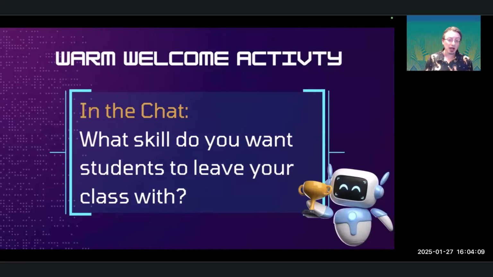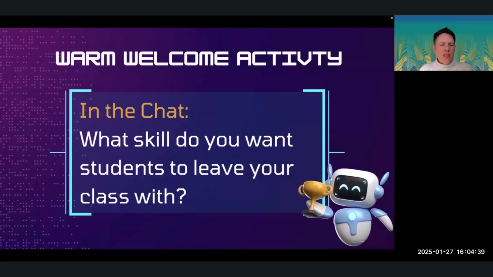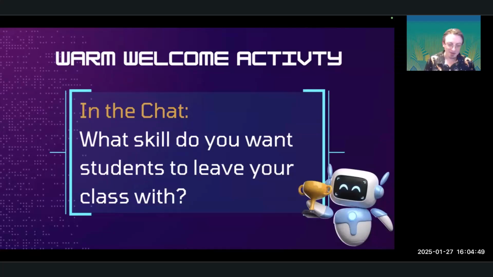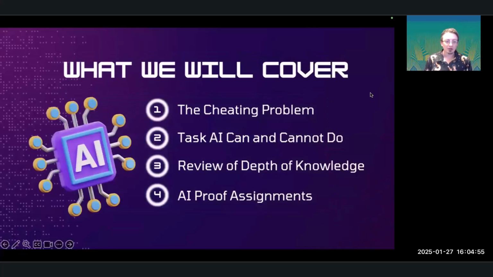So take a minute in the chat and just answer, what skill do you want students to leave your class with? We want to be intentional at the outset to get the outcomes that we want our students to have. I see some wonderful responses as they're flashing by with all 350 of you. Some of us want our students to have critical thinking skills, be engaged citizens in the world. So many different good responses here. Yeah, and keep them coming as I move through the slides.